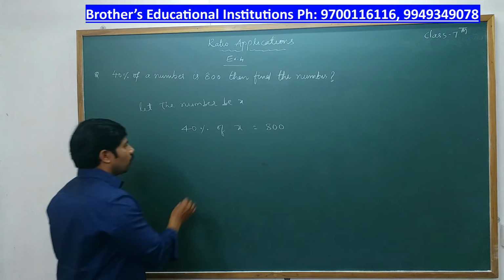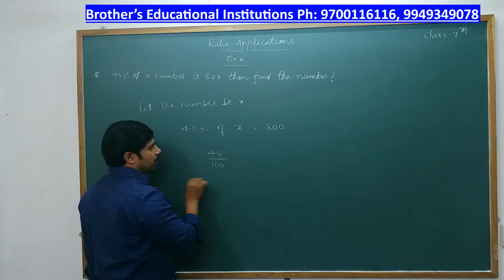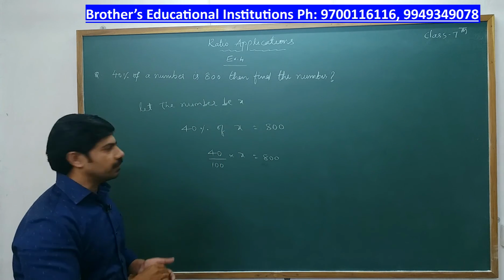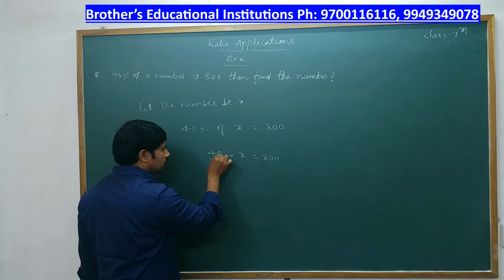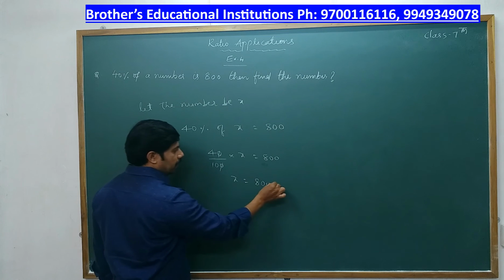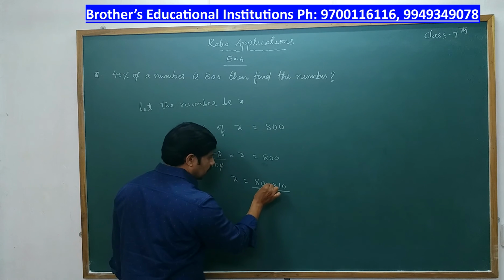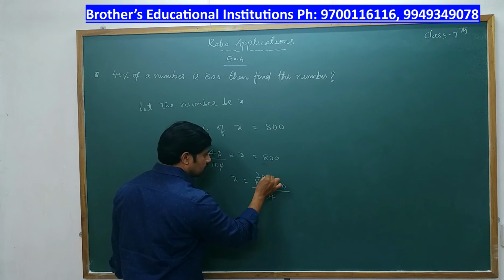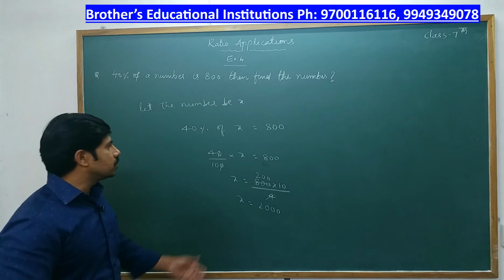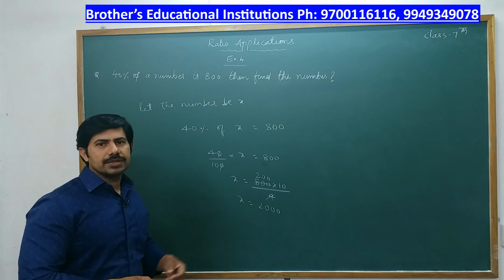So what we do is, it is nothing but 40 by 100, we remove the percentage by writing 100, into x is equal to 800. Here of means you have to multiply, 40% of a number. So the zeros cancel. So x is equal to 800, cross multiply 10 by 4. 4 ones are 4, 4 twos are 8, zeros are zeros. So x is equal to 2000. So therefore what is the number? 40% of the number is 800, it is 2000. It is completed.